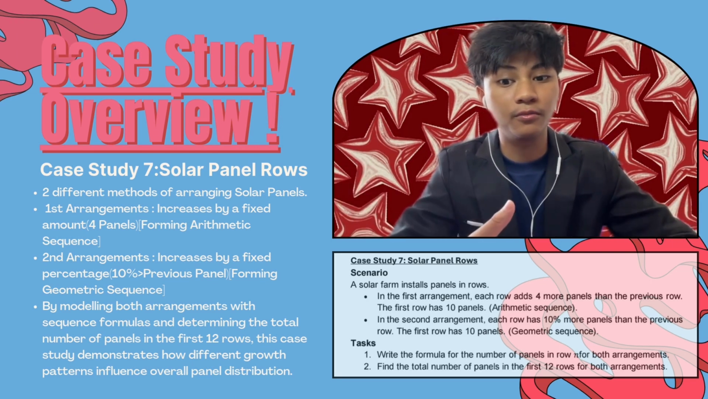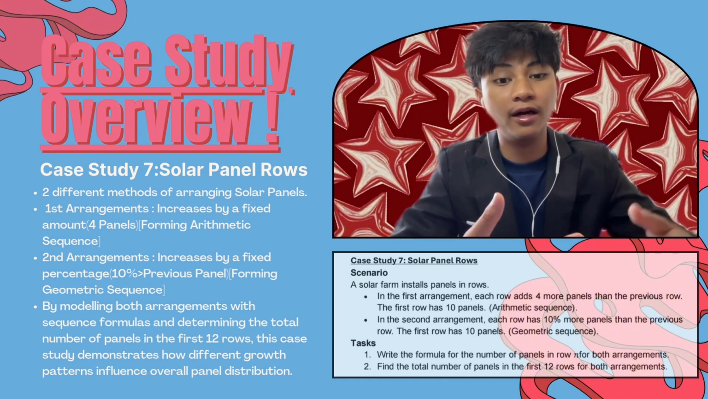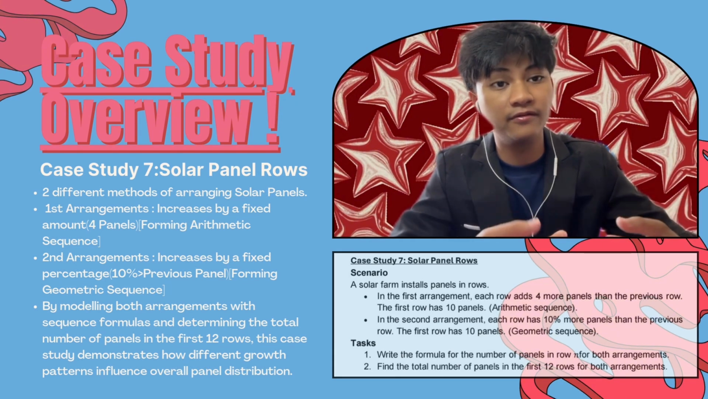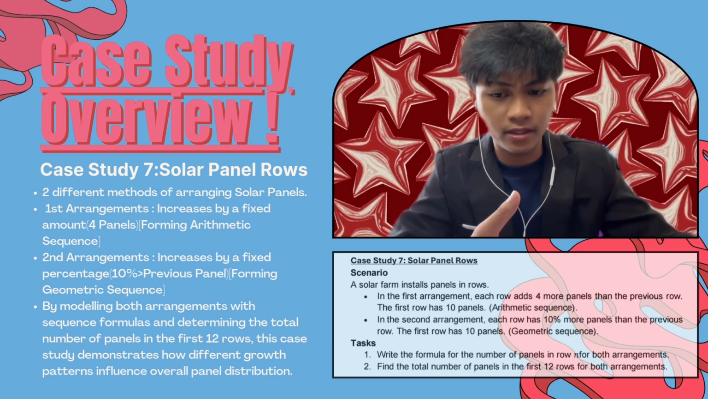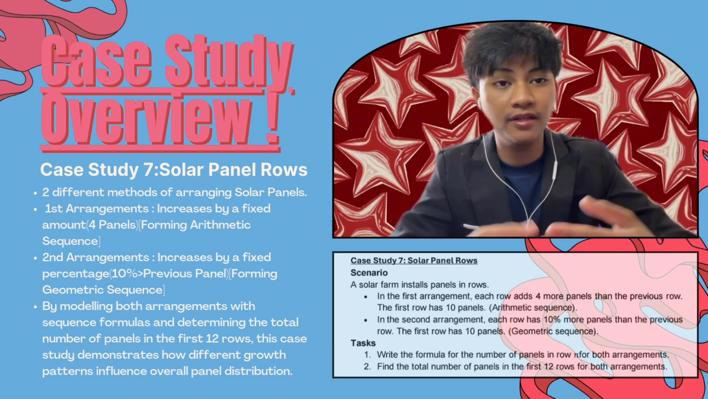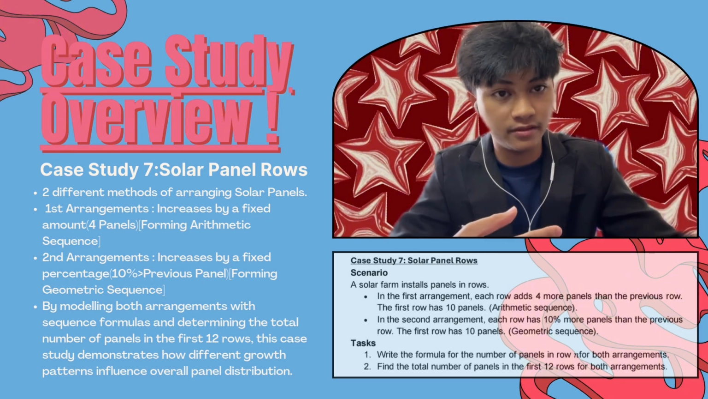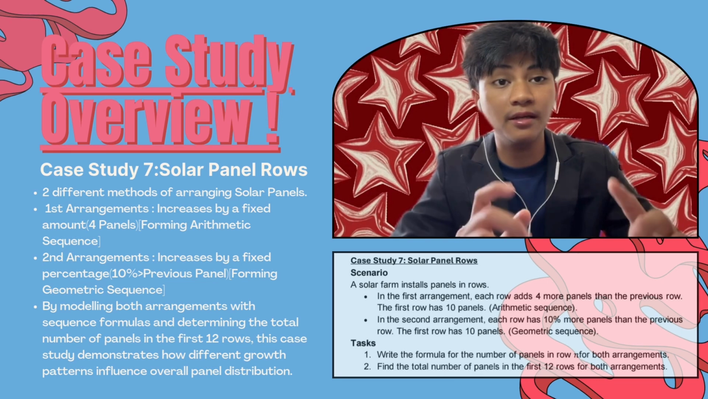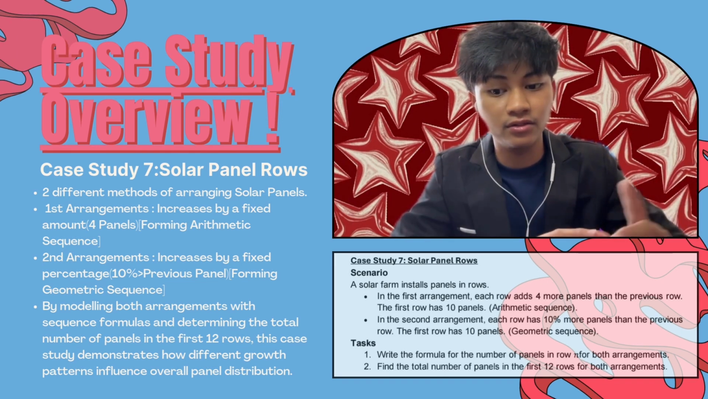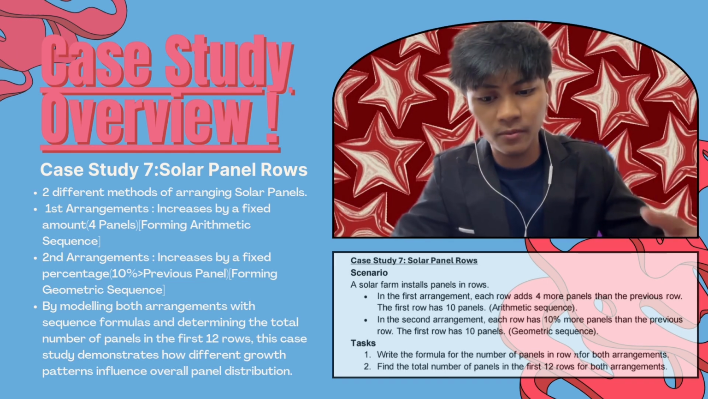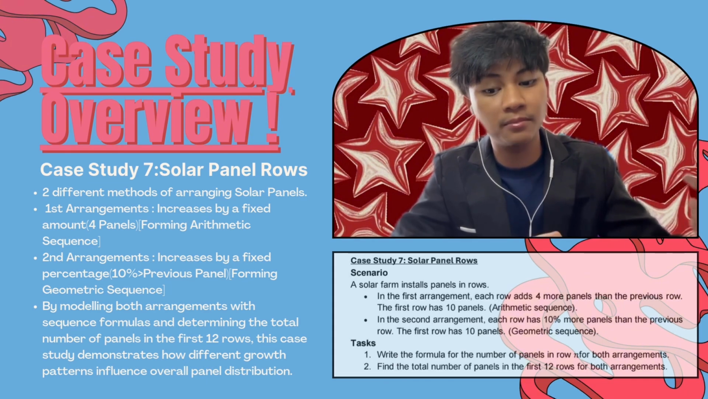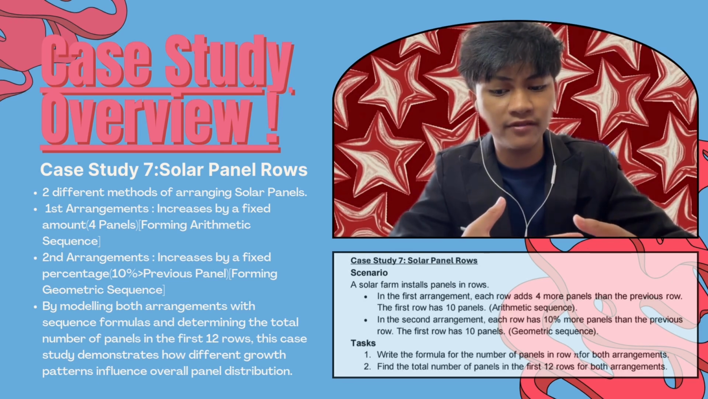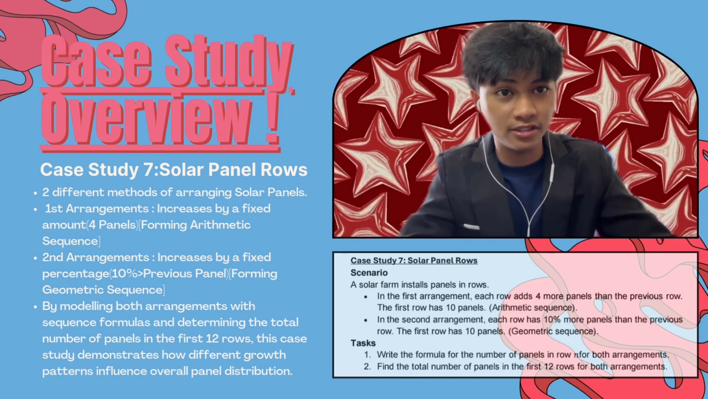Alright, so to continue our discussion today, I will talk about our case study overview. For our group, we are assigned case study 7, which is solar panel rows. There are two methods of arranging solar panels here. The first is increased by a fixed amount, which is 4 panels. So this forms an arithmetic sequence. The next arrangement is increased by a fixed percentage, which is 10% more than the last row. So this forms a geometric sequence. By modeling formulas and determining the total number of panels in the first 12 rows, this case study demonstrates how different growth patterns influence overall panel distribution.